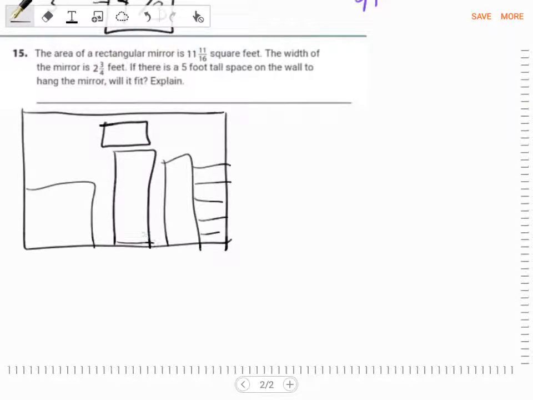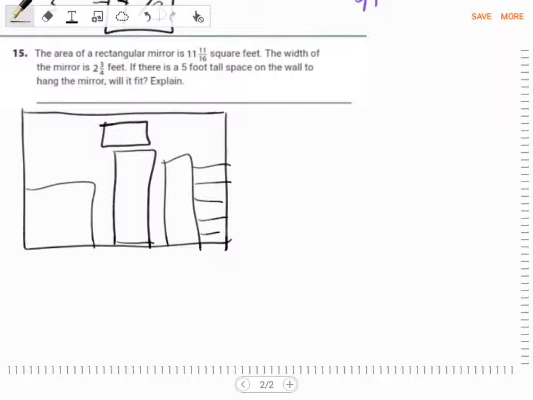right here. Say that's 5 feet. I know that's not drawn to scale, but we want to know if our mirror is going to fit here. We know our mirror is 2 3/4 feet wide. We know the area is 11 11/16 square feet, but we don't know the length of this mirror. So if we can find the length of this mirror, we can decide if it's going to fit in this space.